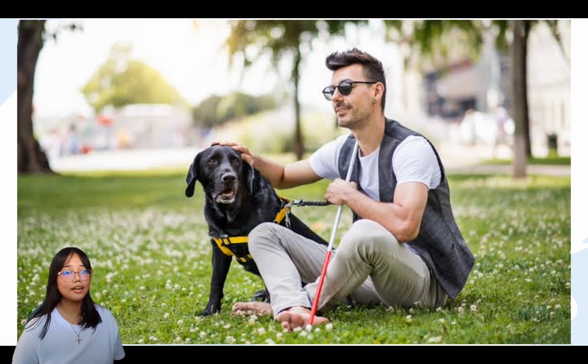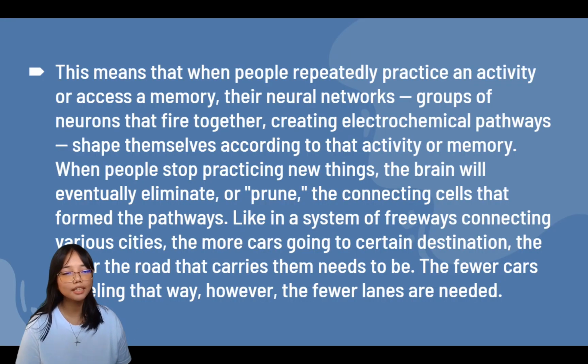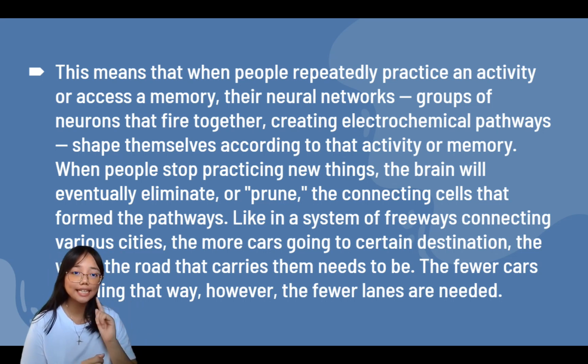In the next slide, when people stop practicing new things, the brain will eventually eliminate or prune the connecting cells that form the pathway associated with that activity. This process is known as synaptic pruning, and it is a natural part of brain development.